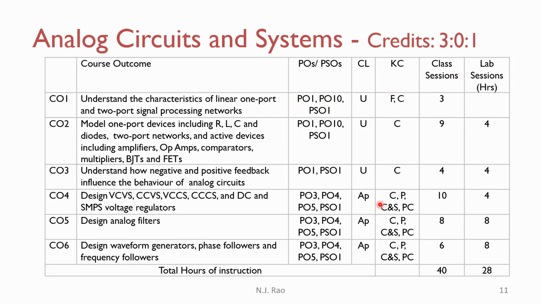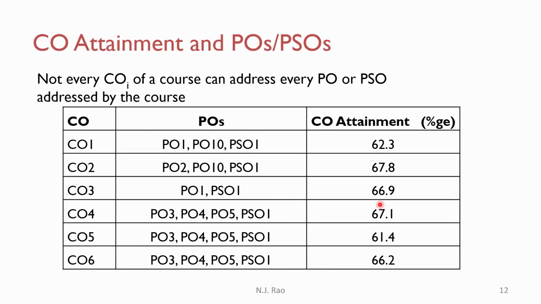and then cognitive levels and knowledge categories are presented here. And now if you look at the same thing, that can be shown here, CO1 is associated with PO1, PO10 and PSO1, and that particular CO attainment is 62.3%, or you can call it 0.623, okay, if it is not a percentage. So, like that with respect to every CO we associate the corresponding POs and the attainment of CO.